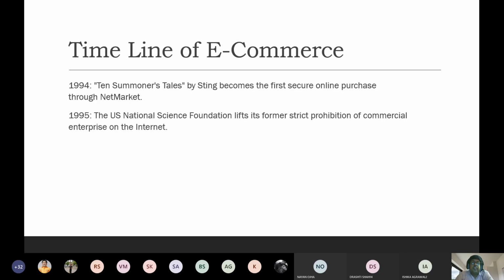In 1995, the US National Science Foundation lifted its former strict prohibition of commercial enterprise on the internet. Until 1995, the government of the United States was the one having the entire control of the internet. But in early 1995, commercial enterprise on the internet was allowed, and everyone was able to own the internet henceforth.